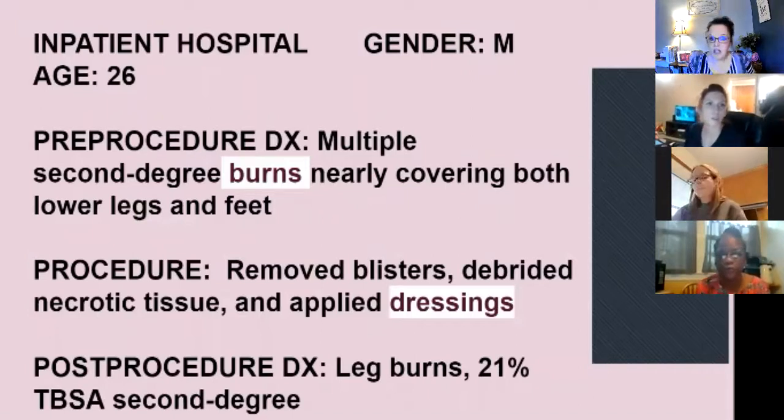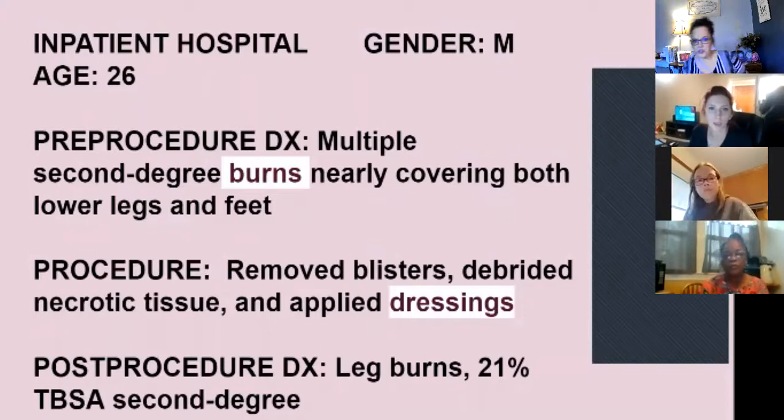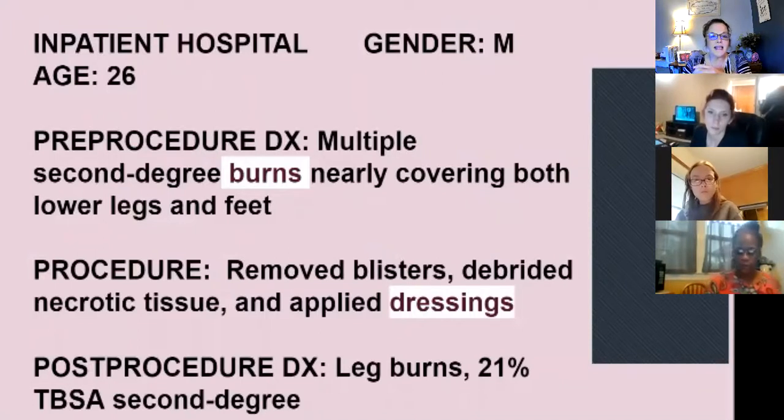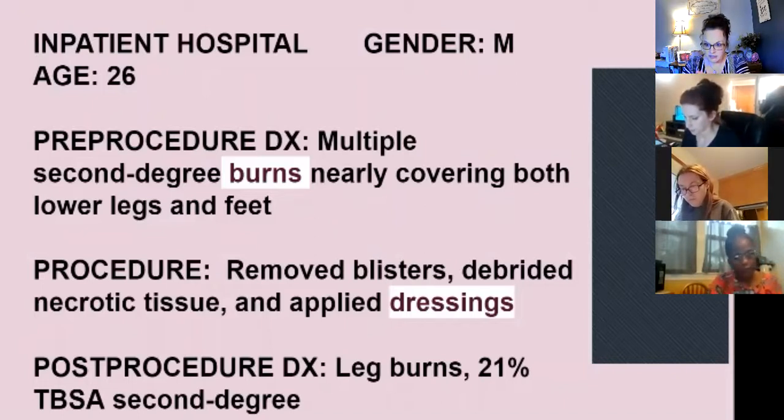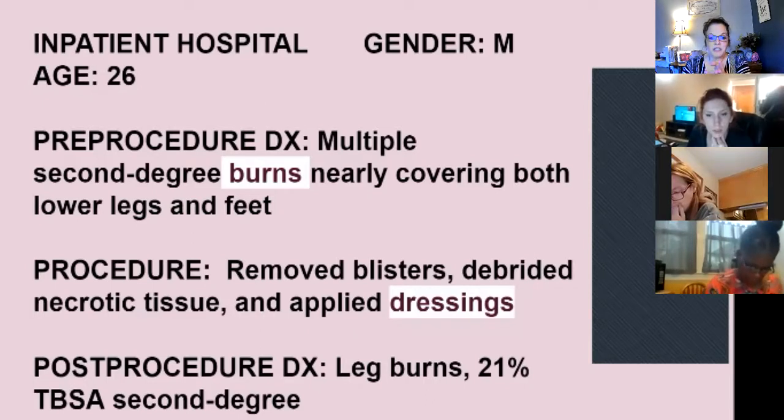So, inpatient hospital, gender is male, and the age is 26. The pre-procedure diagnosis is multiple second-degree burns, nearly covering both lower legs and feet. But this is the procedure. We're going to have to think outside the box, and I'm going to give you guys some guidance, okay? The procedure is we removed blisters, debrided the necrotic tissue, and applied dressing. The post-procedure diagnosis is leg burns, 21% TBSA, second-degree burn.